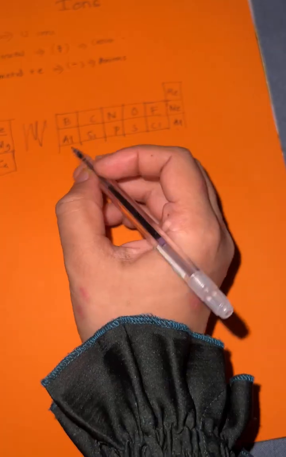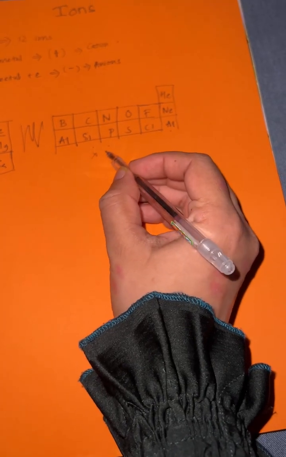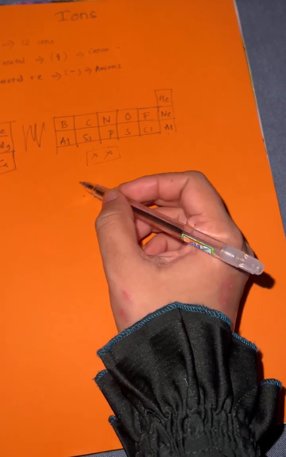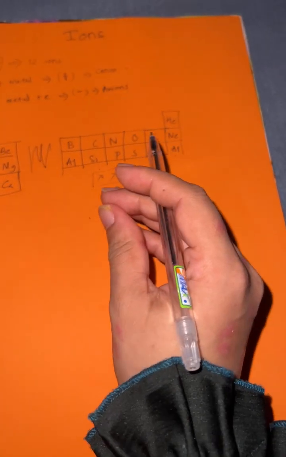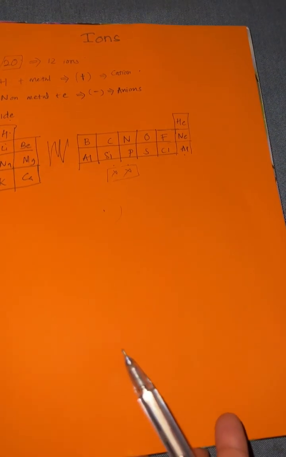And groups 4 and 5 do not easily participate in forming ions because they have a lot of electrons in the outermost shell. To lose or gain that many electrons, a lot of energy would be used up. So they do not participate. That also you need to know.